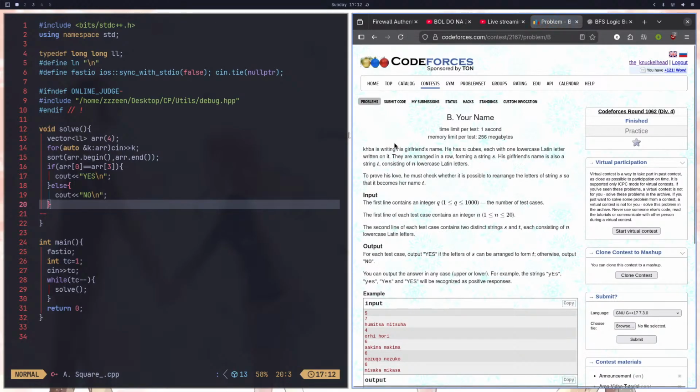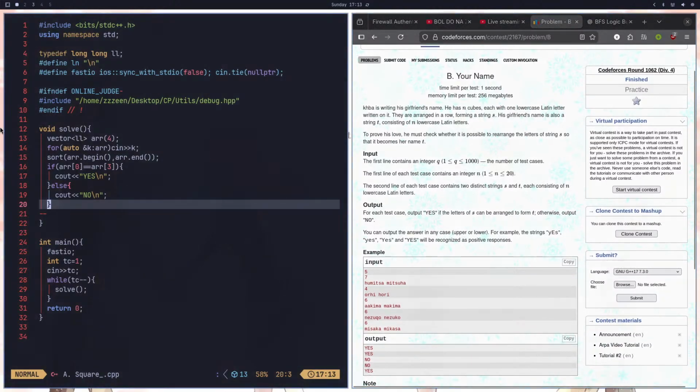Your name. Khaba is writing his girlfriend's name. He has n cubes, each with one lowercase Latin letter written on it. They are arranged in a row forming a string S. His girlfriend's name is also a string T of length n. To prove his love, he must check whether it is possible to rearrange the letters in S so that it becomes T. Okay.